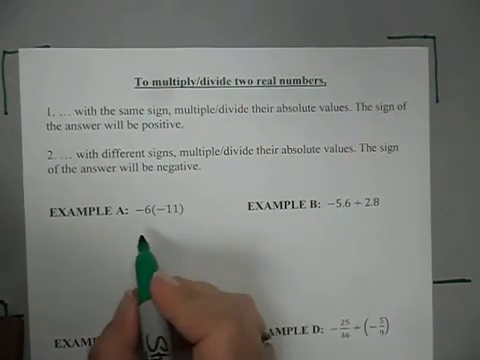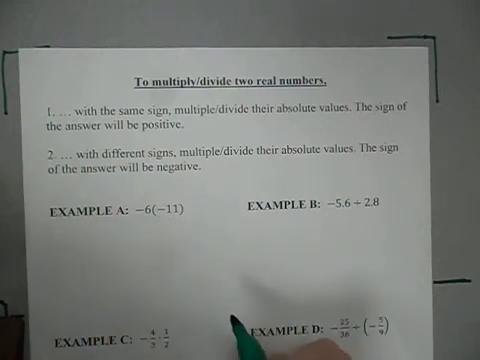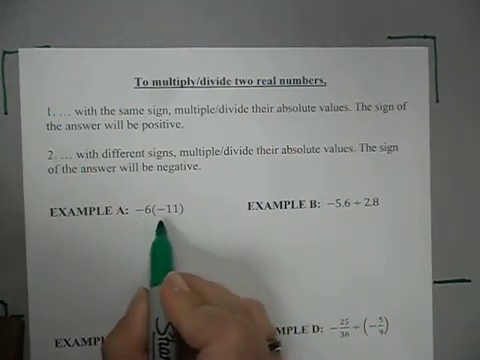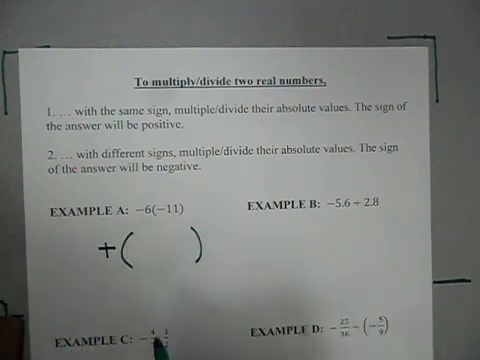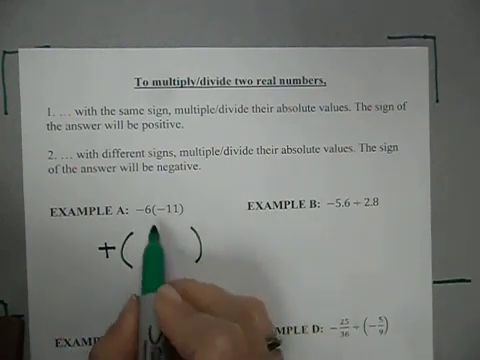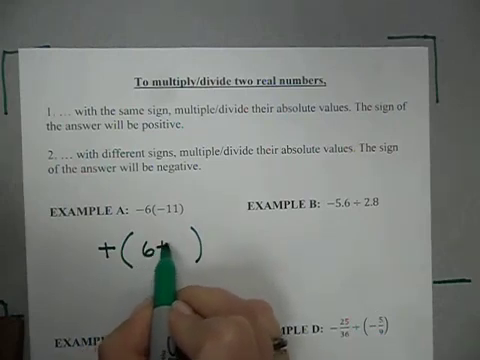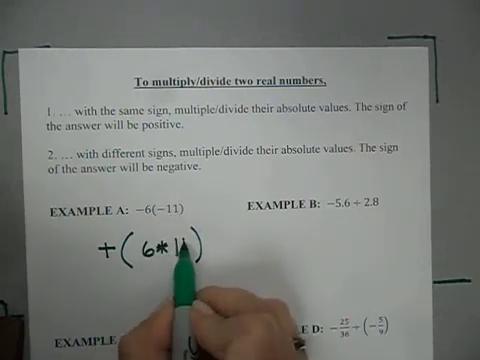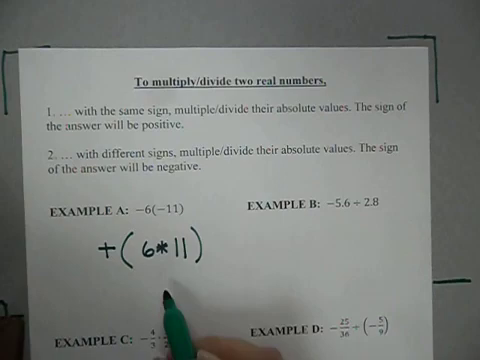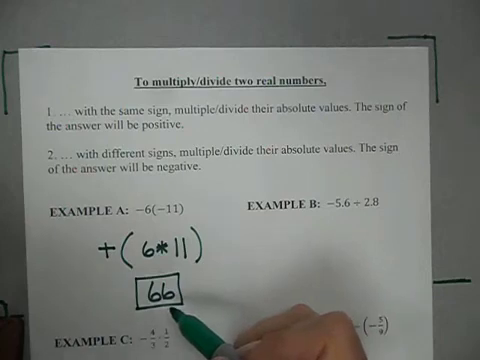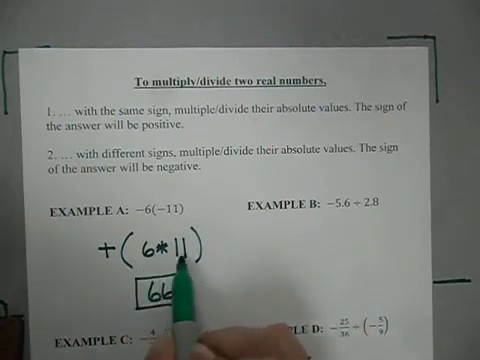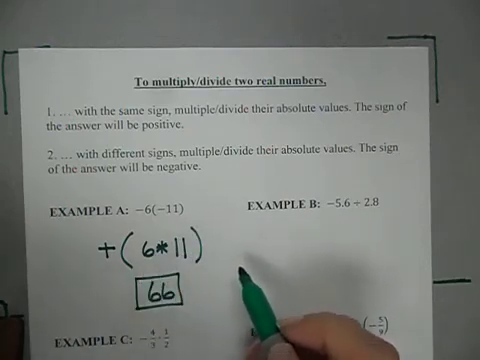So the first problem I have is -6 times -11. Notice there are two negative numbers, so that means my answer will be positive. And then I'm going to multiply their absolute values. So the absolute value of -6 is 6, times the absolute value of -11, which is 11. So my final answer will be positive 66. So this shows that you know the rule, and then you write down the answer.